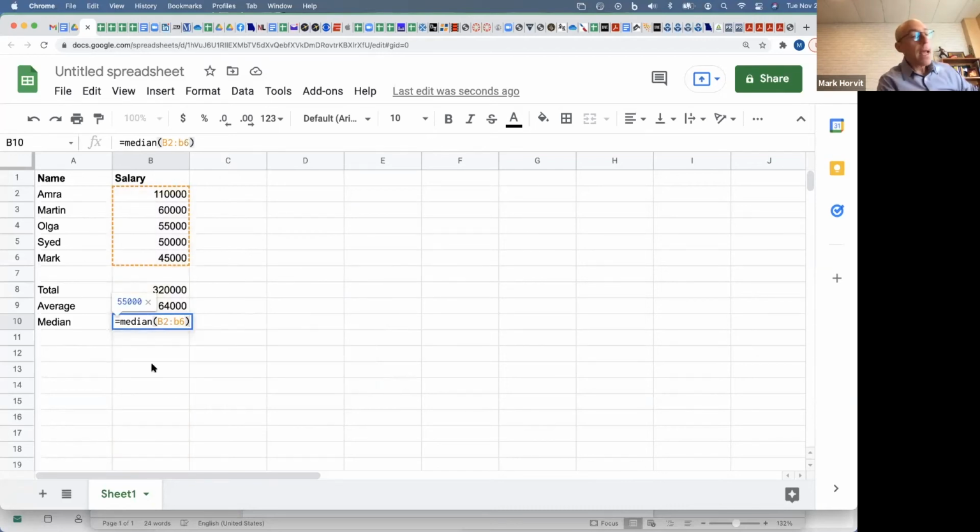So remember, it looks the same. Equals, formula word, median, brackets, B2 to B6.